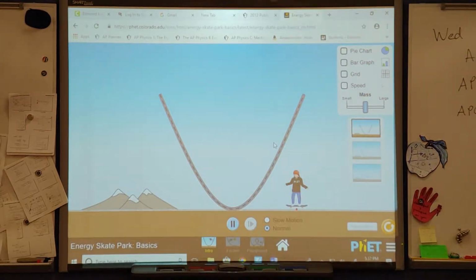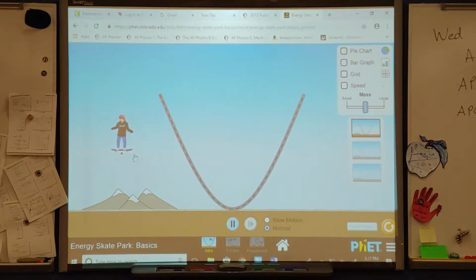Now, I've stepped away back over here, but hopefully you're still able to see this just fine. We have a skateboarder, and we've got a U-shaped pipe, whatever skateboarding pipe. So what I can do is take the person and put them at the very bottom, they have pretty much no energy and they just kind of wiggle back and forth. However, if I put them up here, imagine the graph we just looked at.